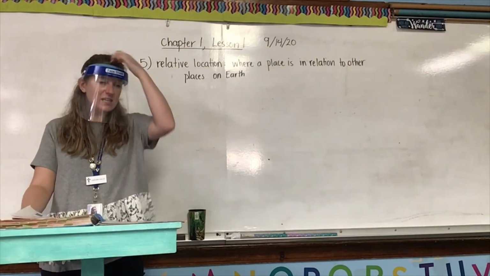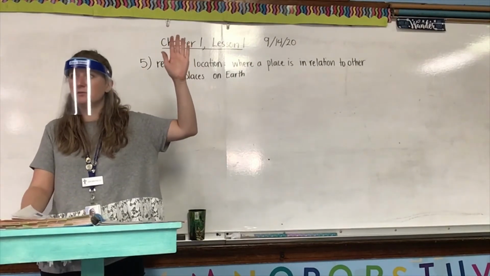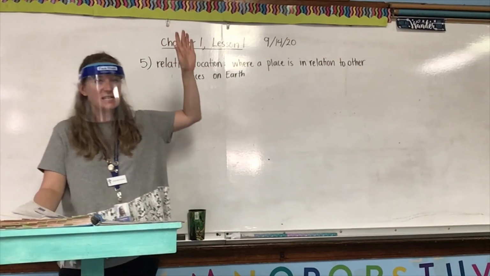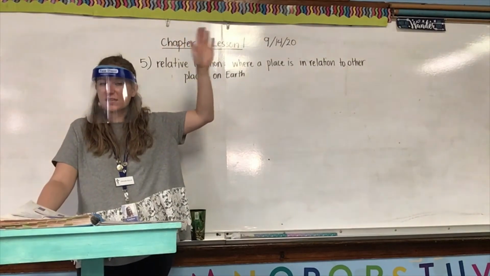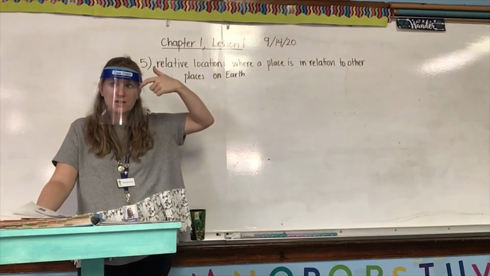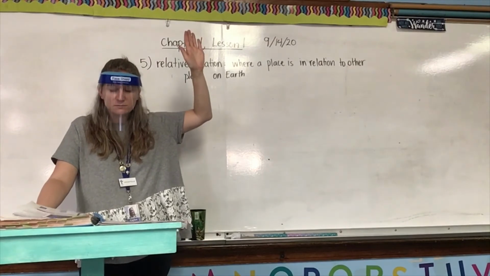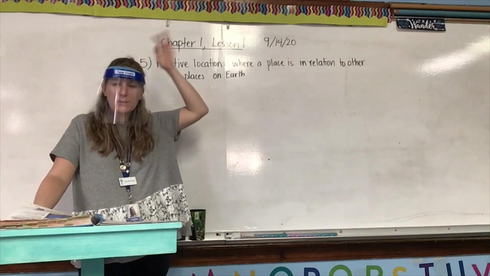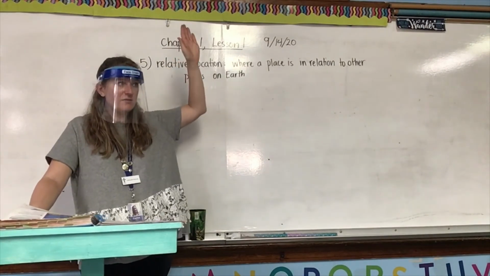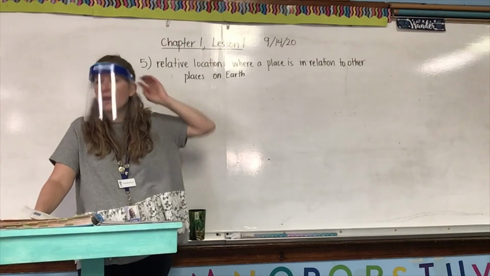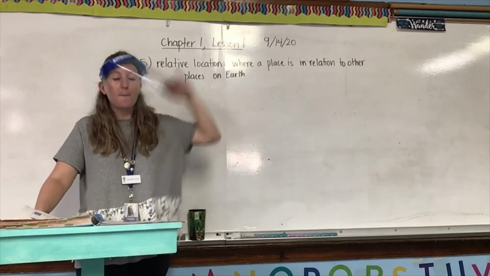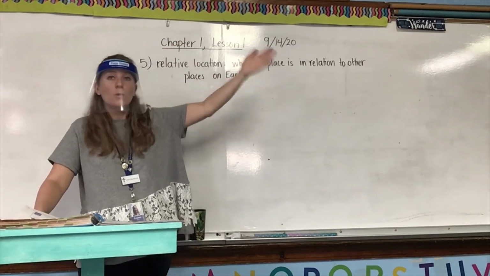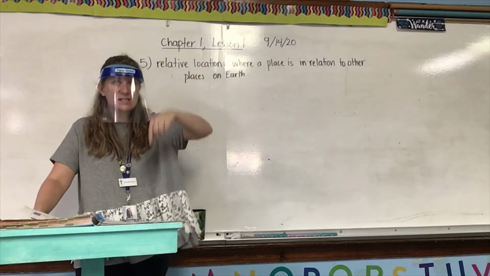Now, where is the United States in relation to Mexico? Mexico is below the United States, so that means the United States is what of Mexico? If Mexico is below, that means we are above, so we are to the what of Mexico? To the north. We are above Mexico, which means we are north of Mexico. We are below Canada, so we are to the south.